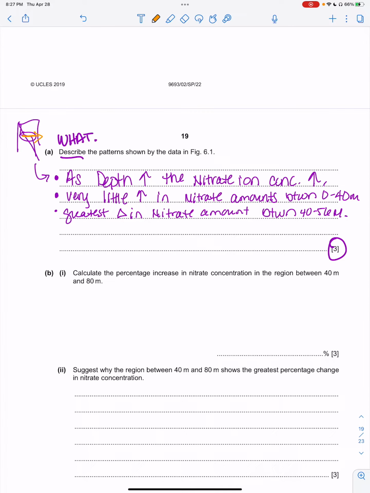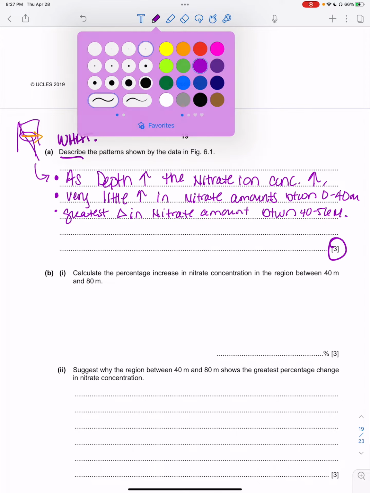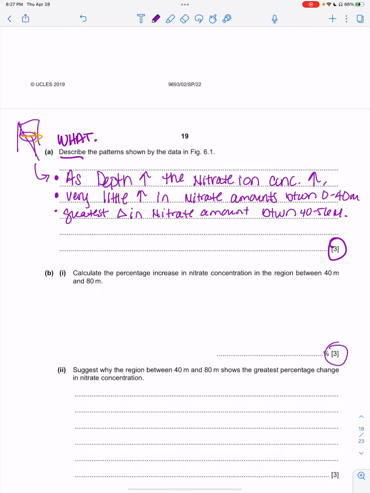Calculate the percent increase in nitrate concentration in the region between 40 and 80 meters. Okay, so the percent increase. When you're doing a percent, it is part over a whole. Essentially, where did you start minus where did you end, all over your starting point. Here's what you had, here's how it changed, and here's what you ended with. Figure out how it changed. Now what portion of that was your entire thing from the beginning?